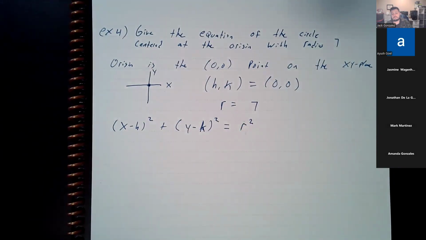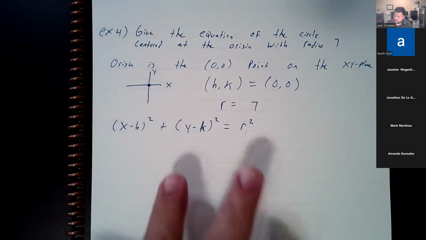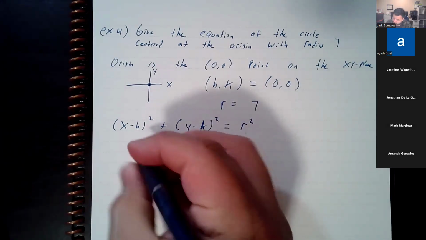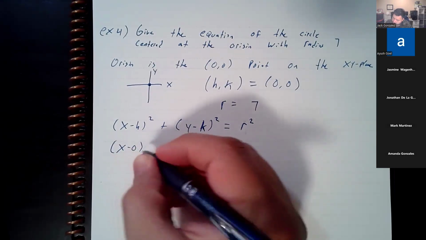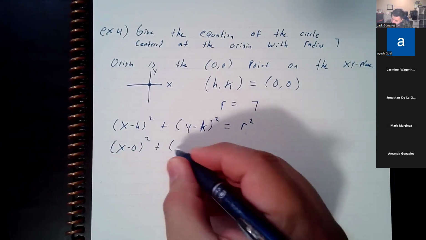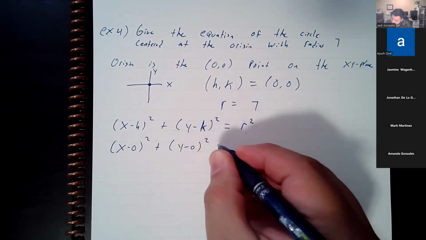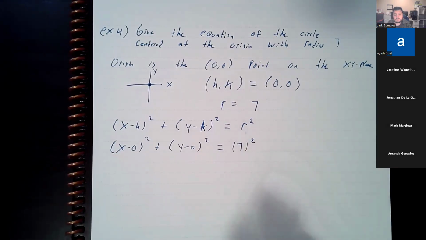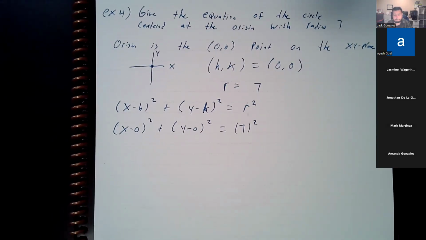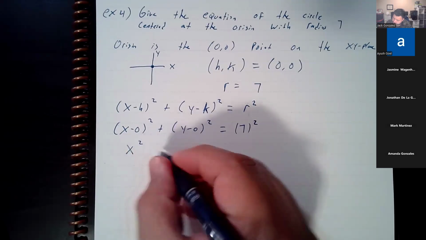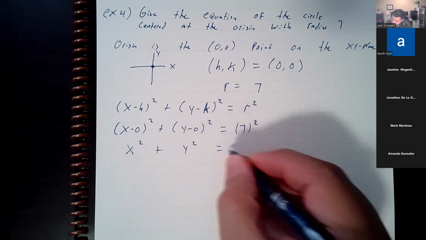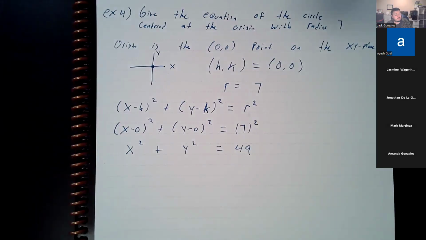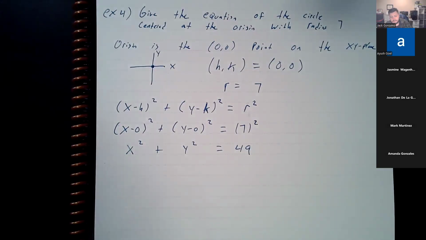So we just plug in what we have. So this is the standard form. H is 0, K is 0, R is 7 squared. So this becomes x squared plus y squared equal to 49. So that's the equation they want. Any questions on 4?